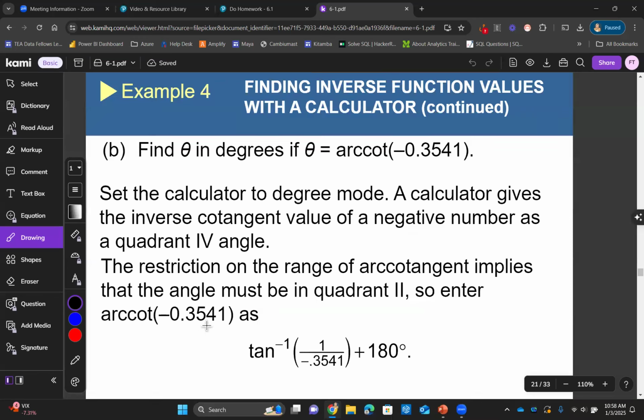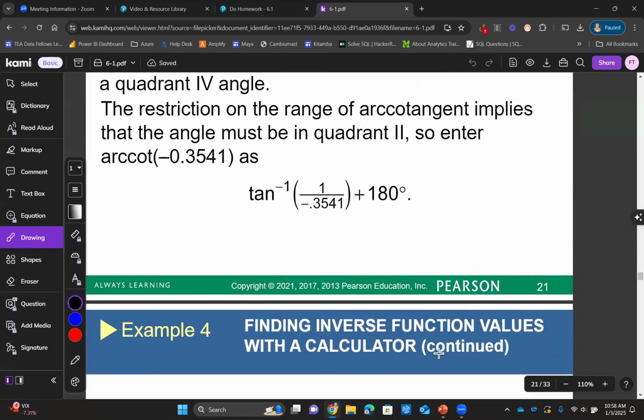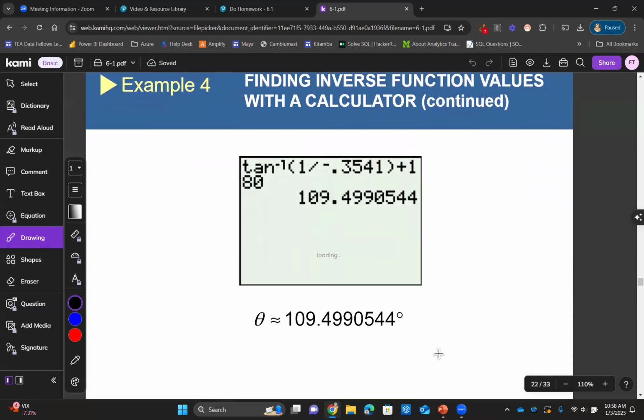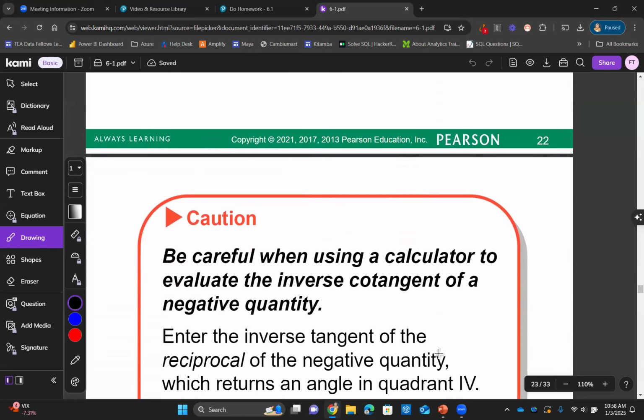So enter arccotangent as tangent to the power of -1 of 1 over this, plus 180. So this is a very important detail. I don't remember if I put any question for arccotangent, but if you do see any question on the homework for arccotangent, the book says don't answer the question as it is, just because cotangent is the inverse of tangent. You need arctan of 1 over this, plus 180 if it's a negative number. And then it gives you the correct answer.